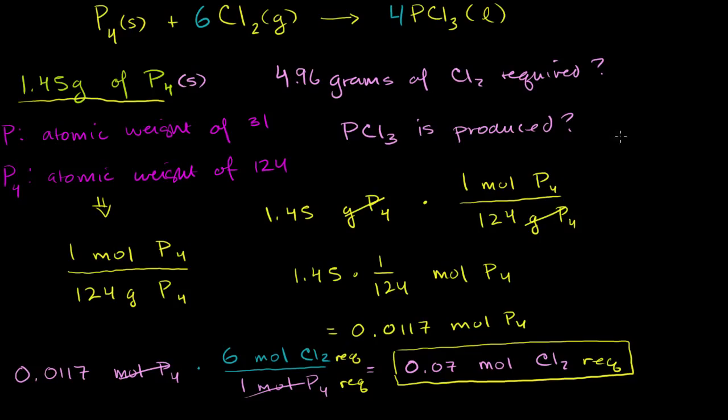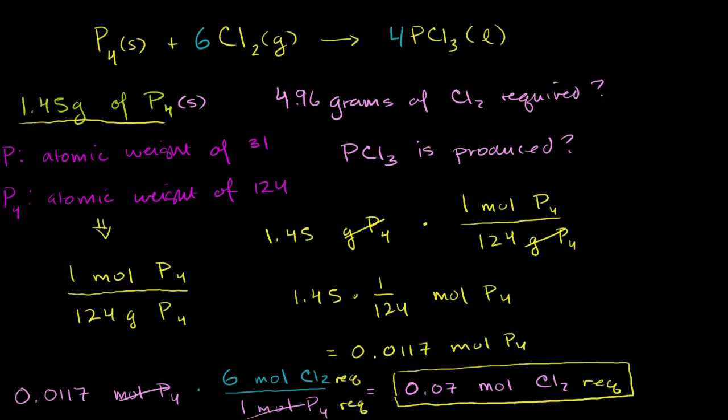Now, the second question is how much phosphorus trichloride is produced. There's two ways to do it, an easy way and a hard way. The easy way says, well, mass is conserved. The total mass on this side has to be equal to the total mass on that side. The slightly harder way is you could have done the exact same thing we did with the chlorine gas. You could do it with the phosphorus trichloride. You could say, for every mole of this, I need 4 moles of that, and then figure out the mass of each mole and multiply. But let's do it the easy way.